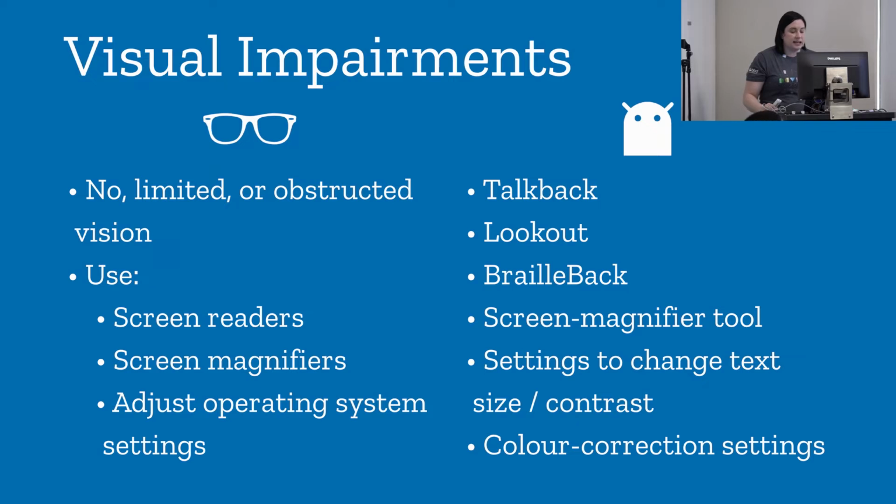There's an easily accessible screen magnifier tool. There's settings that you can use to change the contrast and the size of your text. And there's also color correction settings for the various forms of color blindness. Color blindness isn't just red and green differentiation. There's actually like 3 or 4 different kinds of color blindness.